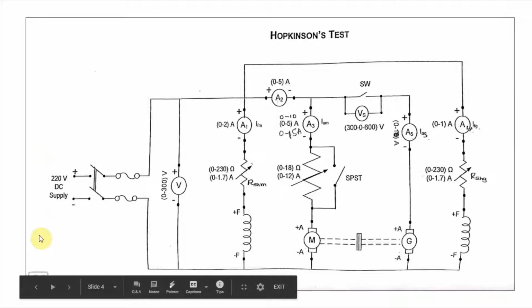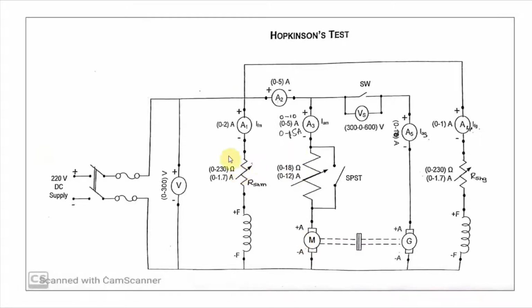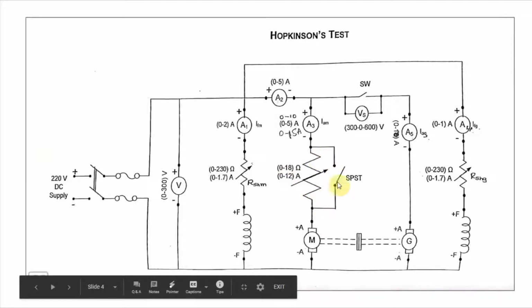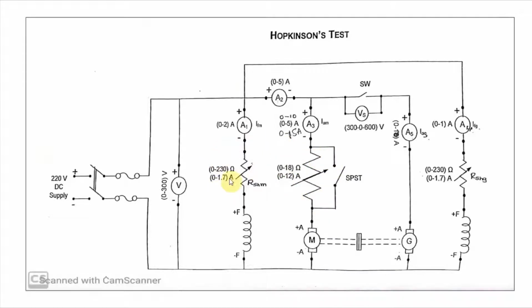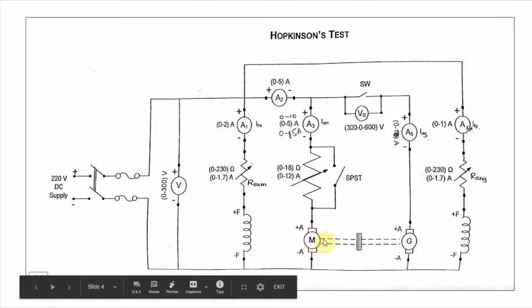When a machine is started or when this motor is started using a variable rheostat RSHM, we adjust its speed to its rated value. The first thing that we do here is, both using starting rheostat as well as RSHM, we bring the speed of the DC motor to its rated value.